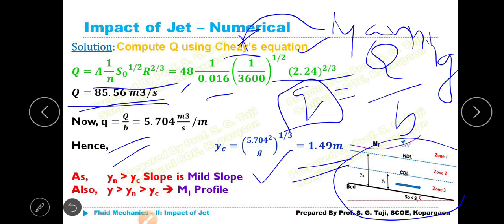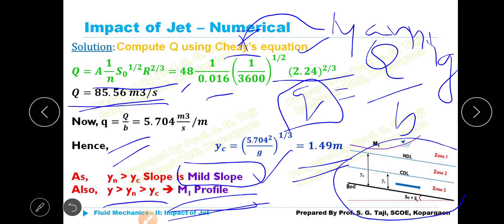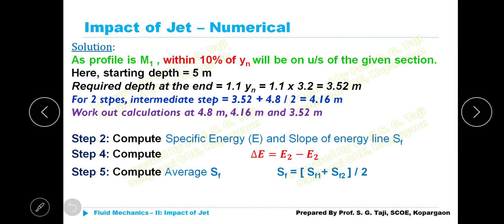Is it not? How have we identified it? Yes, Y is also greater than Yn, which is also greater than Yc, therefore this must be an M1 profile. Is it clear? Since Yn is greater than Yc, the slope is mild slope. Since Y is greater than Yn and also greater than Yc, the profile should be in the first zone. That is nothing but the M1 profile. Okay, next.